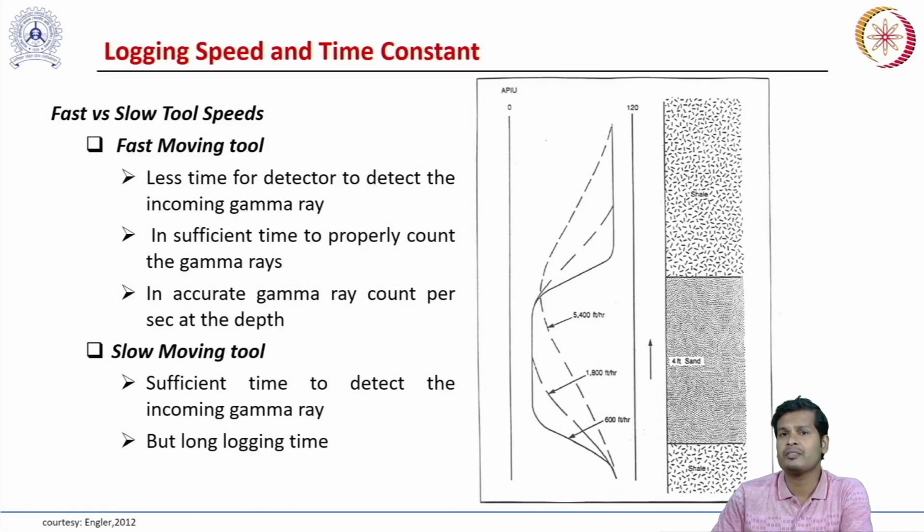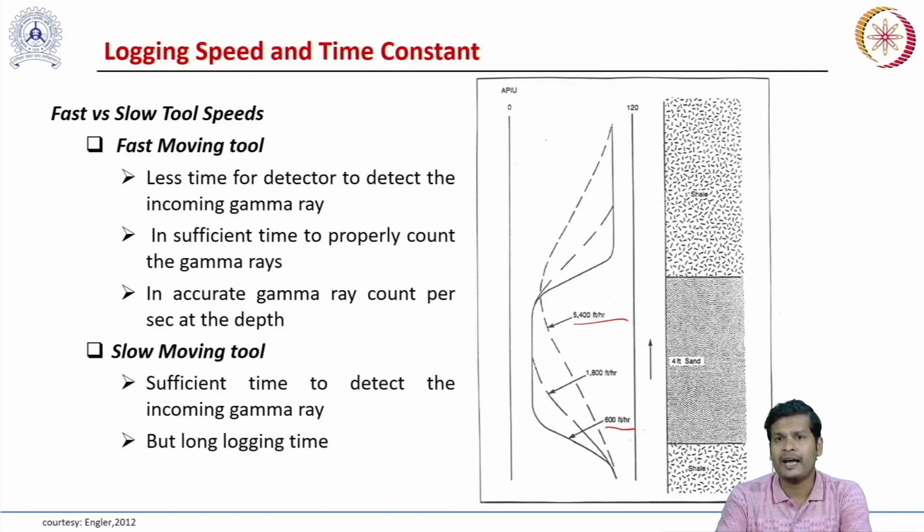We know that the tools are run inside the wellbore, and whenever we take the logging record, it is taken when the tool is in running condition. The tool is never stationary for most logging tools, and the record is always taken when the tool is moving. So in that case, two things can happen. Either the tool is moving very fast or the tool is moving very slow. For example, if you see in this figure, in the first case, the velocity of the tool is 600 feet per hour, and in the third case, the velocity of the tool is 5400 feet per hour.